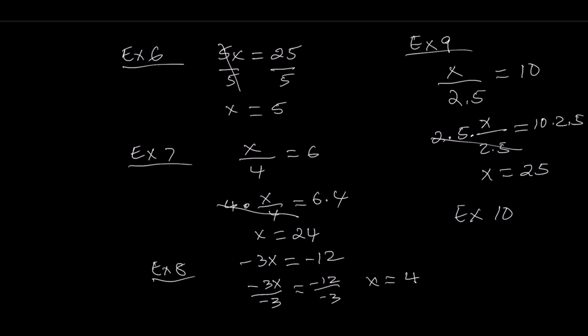Example 10. 1/3 x equals 9. To undo multiplication by 1/3, multiply by the reciprocal, 3. X equals 9 times 3, x equals 27.